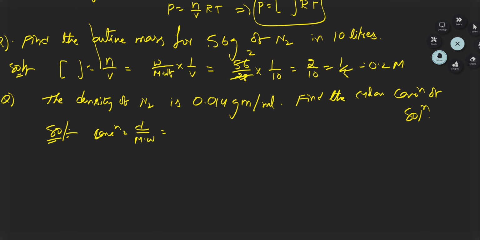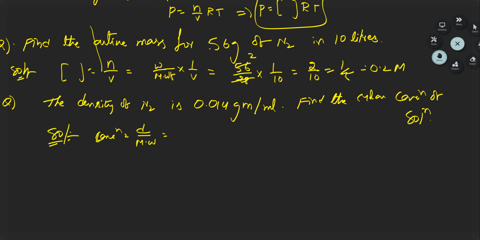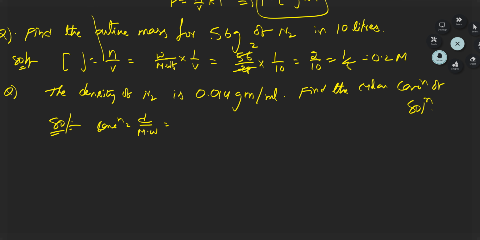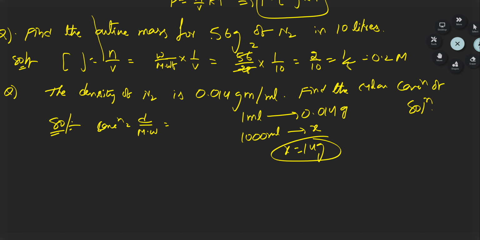They given 0.014 gram per 1 ml. 1 ml having 0.014. 1 liter means how many mLs? 1000 ml having how many grams? Then x is equal to 14 grams. So now we can write concentration is equal to density means 14 by molecular weight of N2, 28, means 1 by 2, which is equal to 0.5 molar concentration.